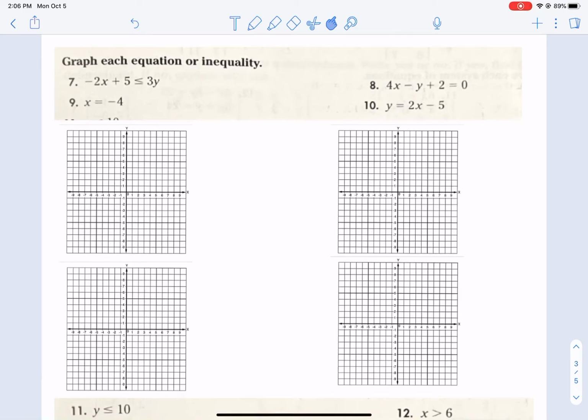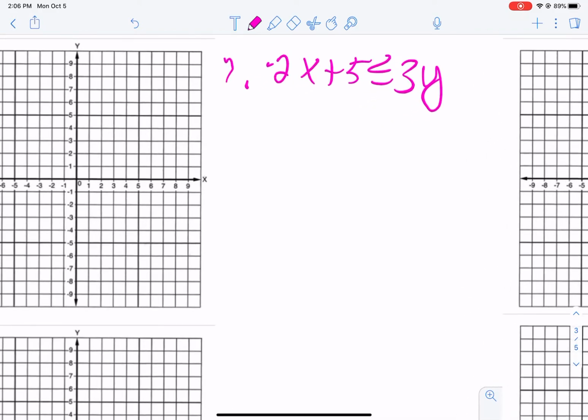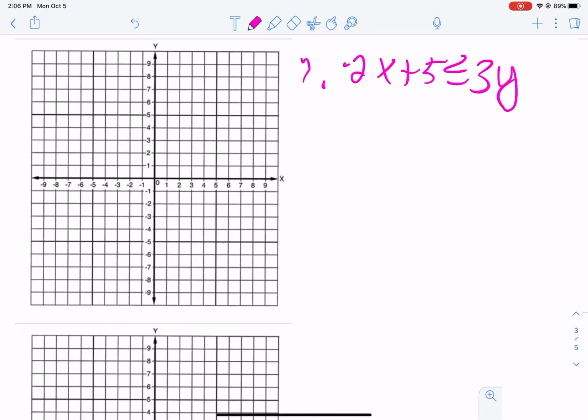For numbers 7 through 10, they have asked us to graph them. So let's take a look at number 7. Now 7 is an inequality. I'm going to write it here so then we can kind of zoom in. I don't like the fact that the y is on this right side. So for an inequality, let's turn it, and we turn the symbol with it, and then divide by 3.